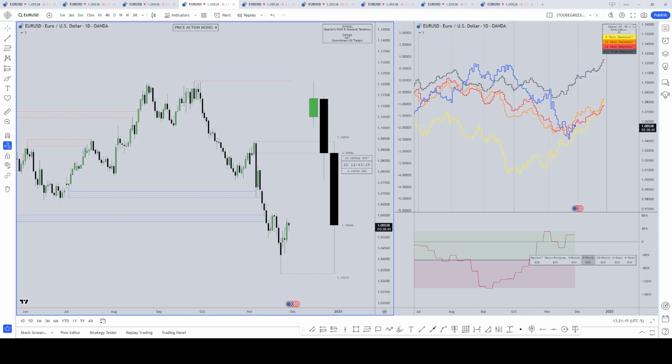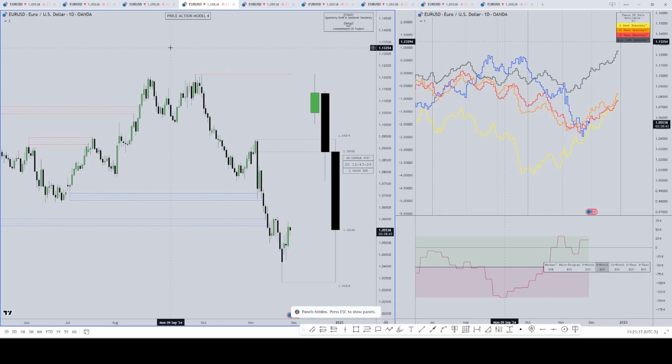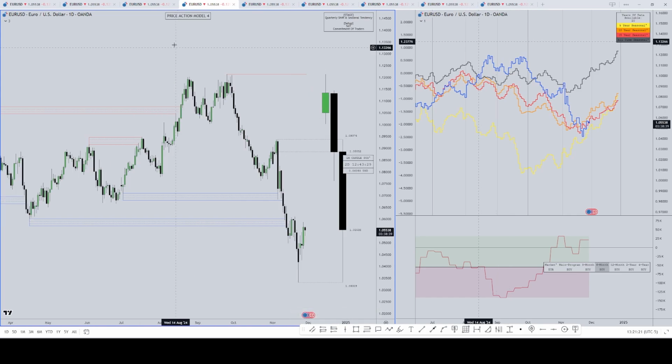All right, price action model 4, which is position trading. And what is position trading? It's basically swing trading, but holding your position for an even longer time. Position trading often refers to holding positions for weeks or even months, so it's very long-term trading. I'd say almost investing for a shorter amount of time.